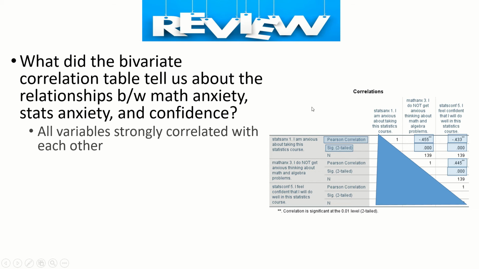And as we saw, all variables are strongly correlated with each other. Our independent variables here, stats anxiety and math anxiety, are both strongly correlated with our DV, confidence. And our independent variables are also strongly correlated with each other. All these correlations are 0.4 or above. So this is a perfect situation to do multiple regression to assess what the unique contributions are for stats anxiety in predicting confidence and math anxiety in predicting confidence, right? We have a statistical cage match here.